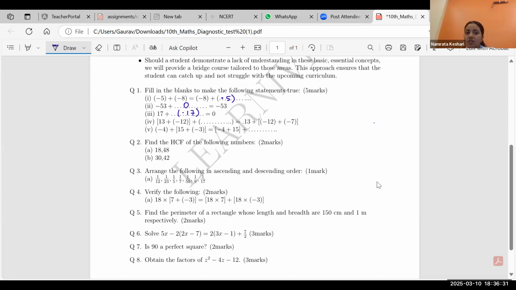Next, 13 plus -12 plus which number is it? -7. Perfect. Next, -4 plus 15 plus -3 is equal to? -3. Perfect. Next one, HCF of 18 and 48.